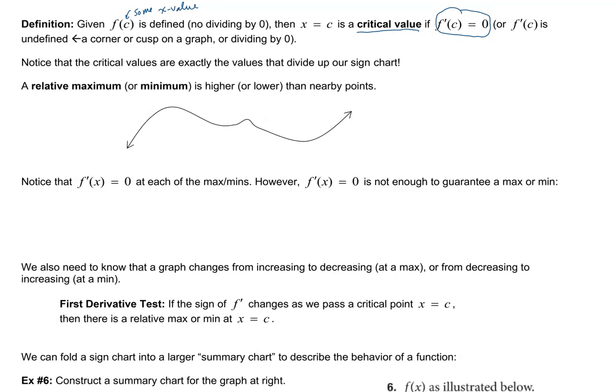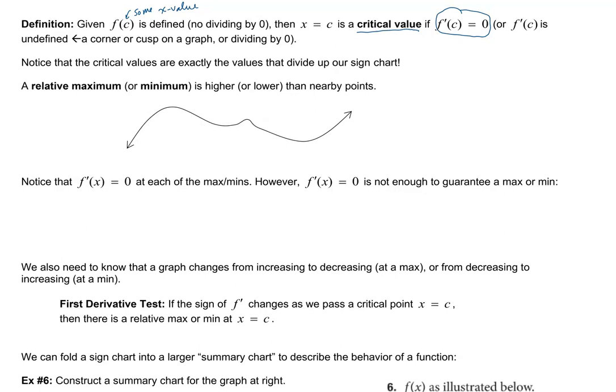We also have if the derivative is undefined. That's that little corner or point, a cusp, that we saw on the previous example at x equals 7 and x equals 9. Those are cusps. So those are where the derivative is undefined. But for the most part for our class, it's where the derivative is equal to 0. So notice that the critical values were exactly the values that divided up our sign chart.